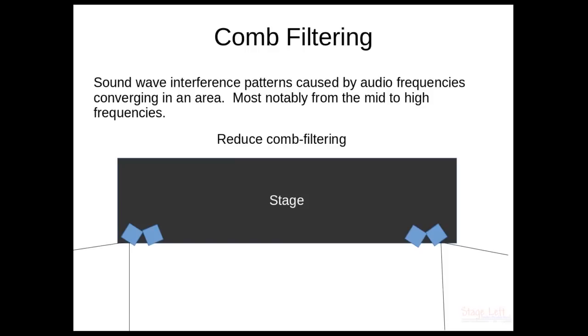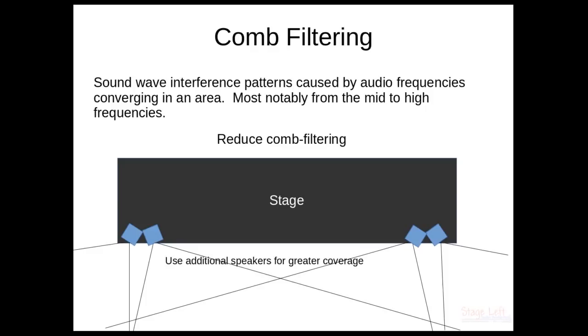So, to reduce comb filtering, because it's a physics issue, you really can't reduce it for the most part, but you can manage it. If you do have multiple cabinets, don't stick them next to each other. Take the cabinets and splay them apart to allow for coverage, because what you want is coverage.